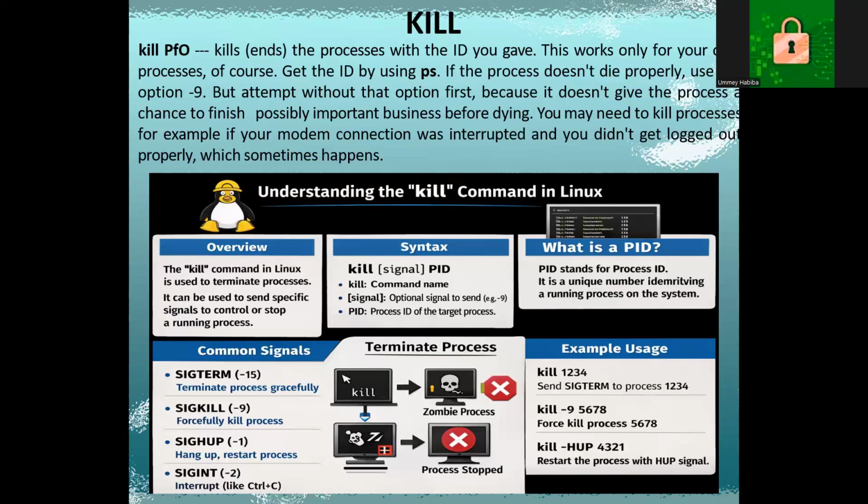Overall, the kill command is an essential process management tool in Linux. It helps users control running processes by sending signals such as termination, pause, or resume. By using the kill command effectively, users can manage system resources, stop unresponsive applications, and maintain the smooth functioning of the operating system.